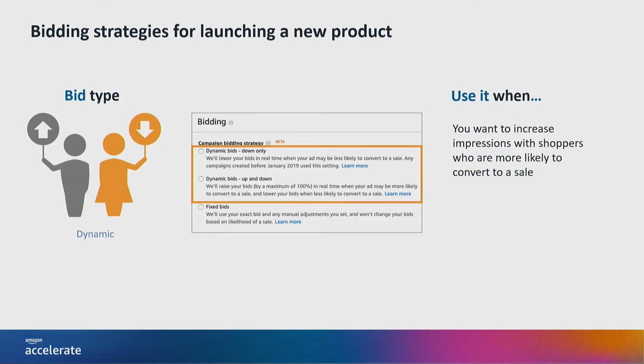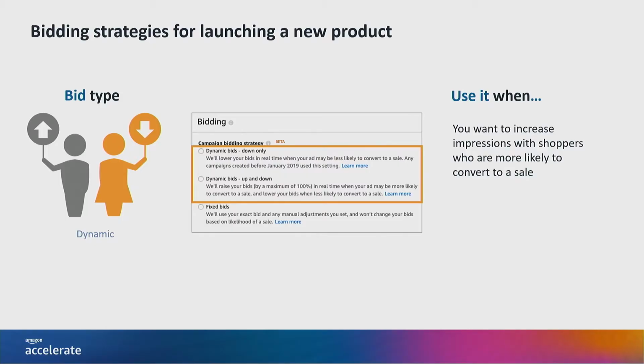So with a new product, to maximize your potential conversions, we recommend using dynamic bids up and down. With this strategy, your bid has the potential to increase by up to 100% for top of shopping results and by 50% for product detail page placements. It will only be adjusted based on the likelihood of conversion. So if your ad is more likely to convert to a sale and you are currently bidding $1, then the maximum amount that you will spend for that top of shopping results placement is $2.